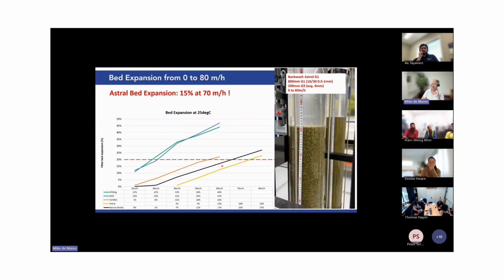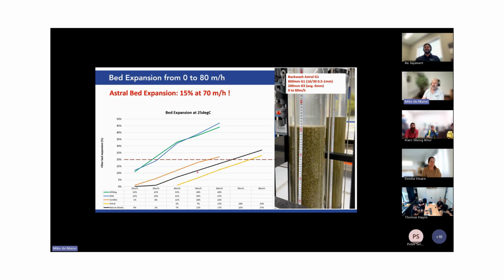So here we're talking about bed expansion and what's important. There are two things about backwash: bed expansion and fluidization. Bed expansion is there to open the media to allow space to let the dirt come out. Fluidization is also to make sure that the media at the bottom is coming up to the top to allow the dirt to come out as well. If you only get bed expansion, you're not getting as efficient a backwash as you can. So you need bed expansion and fluidization.